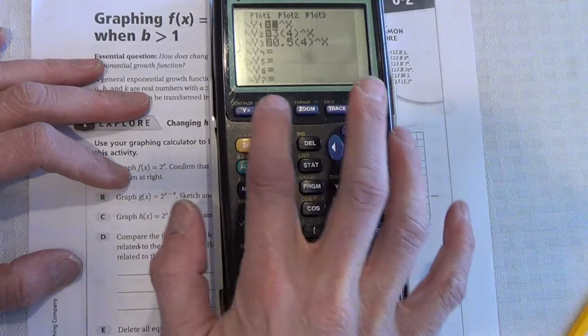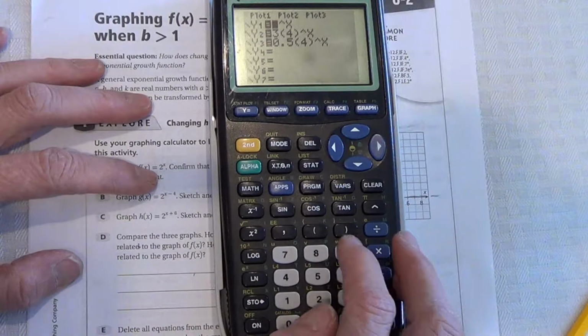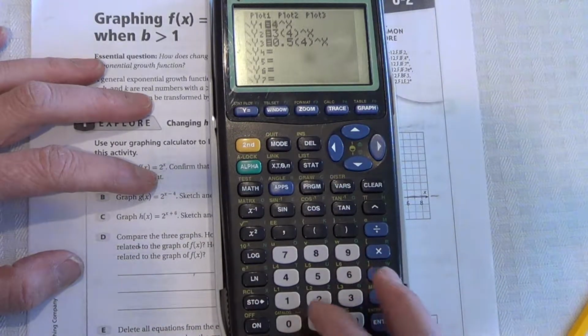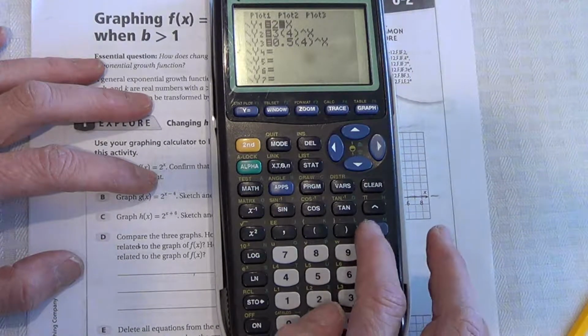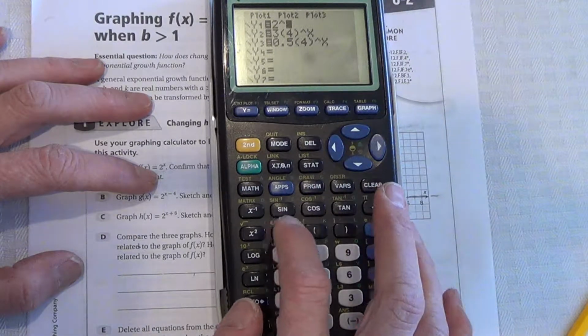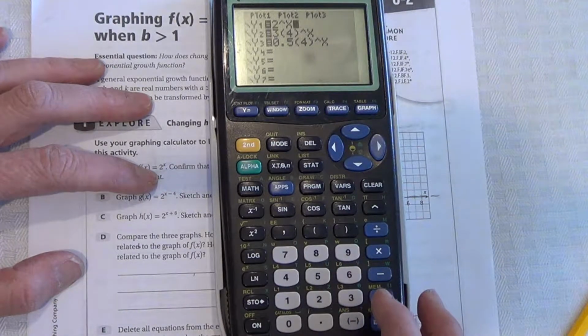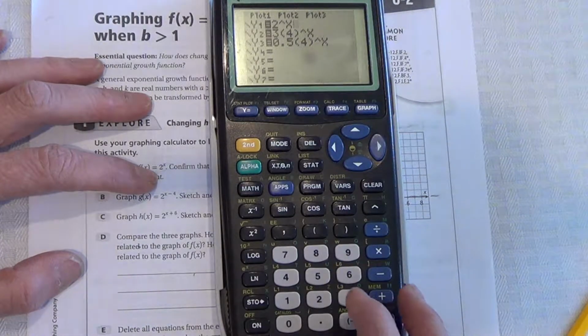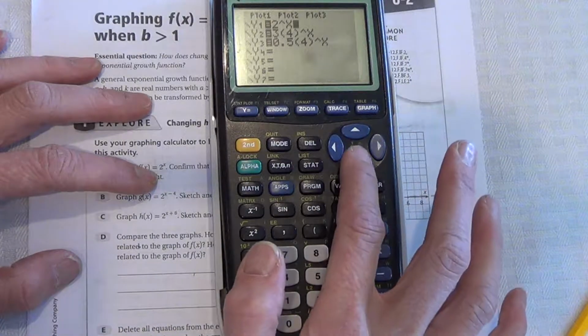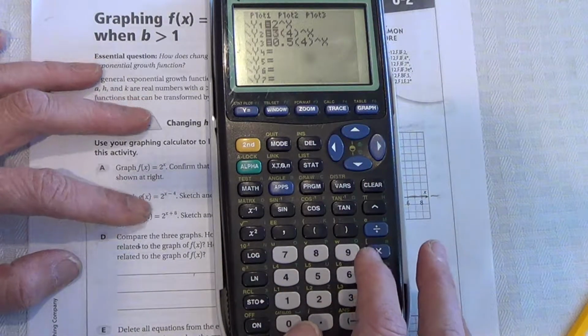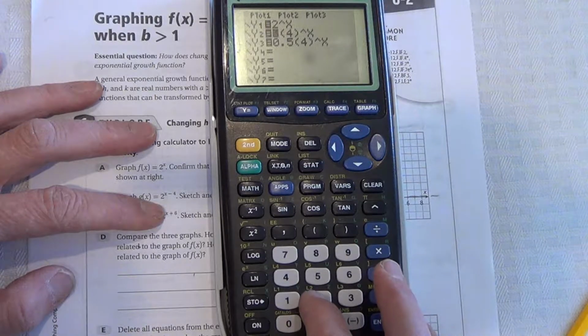Now we go to the window and we go 2 to the x. So we would go 2 raised to the alpha x. Now if you're looking at my screen, you could say, wait a minute, that was already in there. Yeah, I didn't have to replace it. I was just showing those who have not used the graphing calculator.